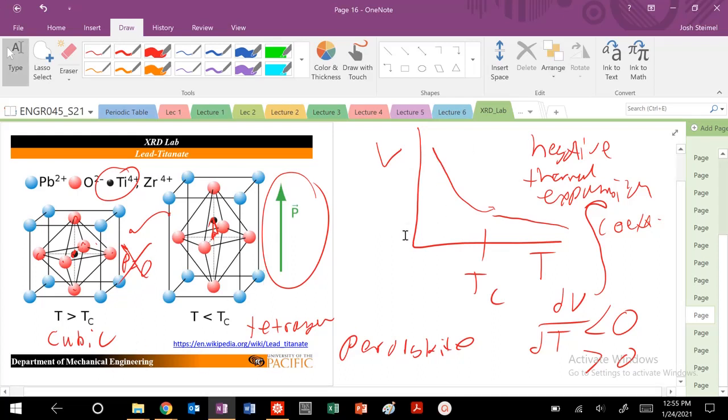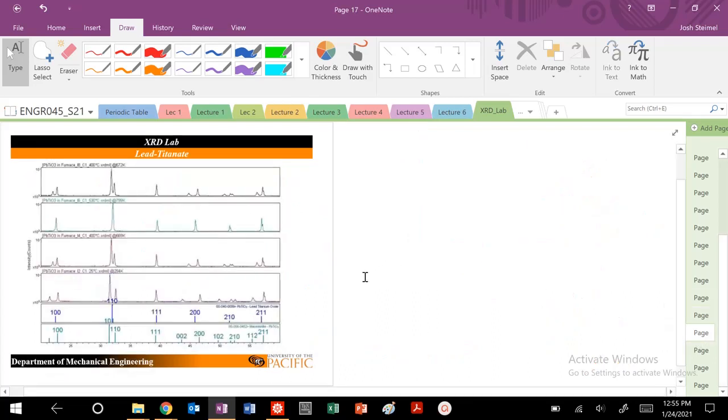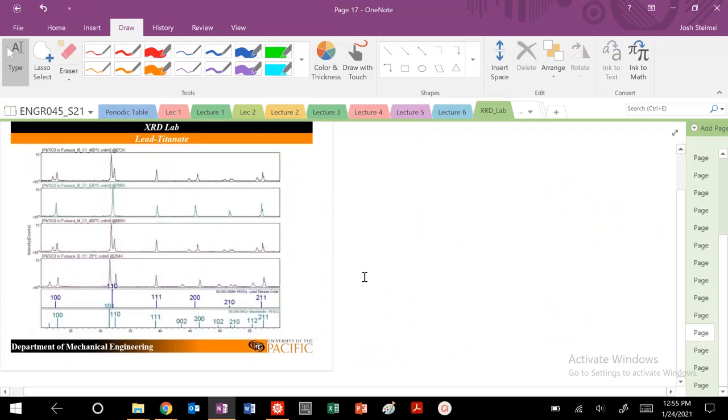And, again, structure dictates properties. When we switch from tetragonal to cubic, we lose these electrical properties because now that titanium atom is not offset. I look forward to your discussion of that in our lab. And so we can see a lot of these different structures pop up.